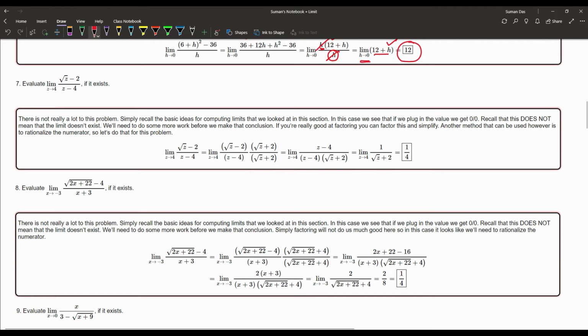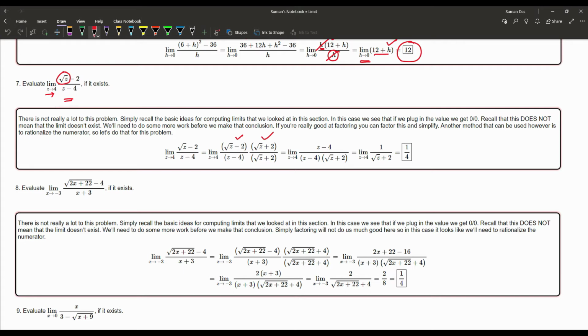The next problem is limit z tends to 4, and for the numerator there is square root of z minus 2 upon z minus 4. Now that is a case of square root of z. So in that case, you can check the evaluating method for the limit in the previous videos. Here we are using the conjugate method. That is square root of z minus 2, so we are multiplying the numerator with the square root of z plus 2.